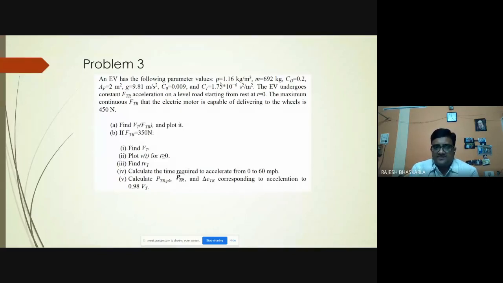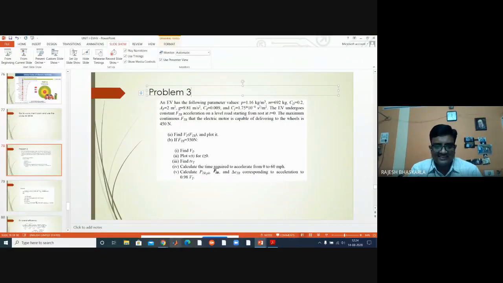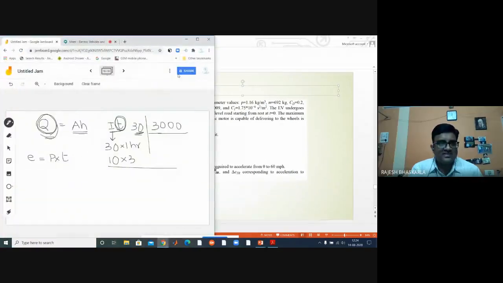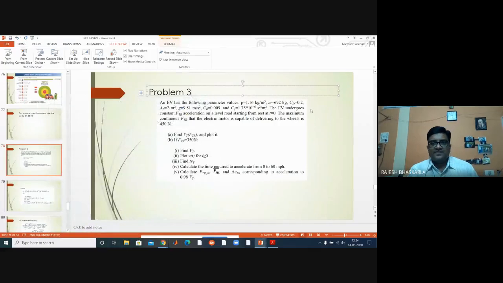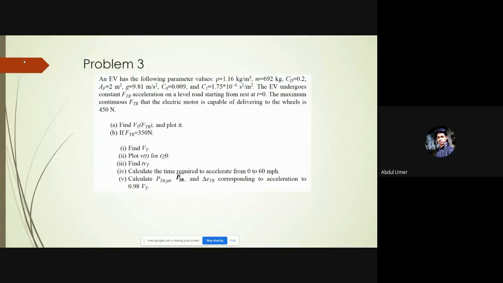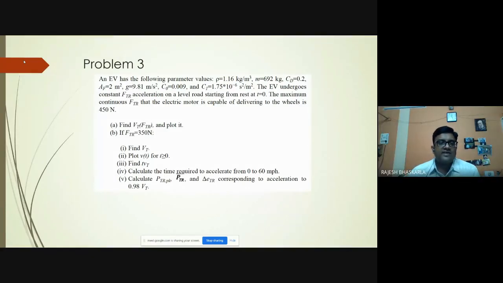And what is CD? Drag coefficient. Yeah, CD is the drag coefficient. Then AF? AF is the frontal area, which includes the windshield and the bonnet of the vehicle. So that is AF. And G is acceleration due to gravity.